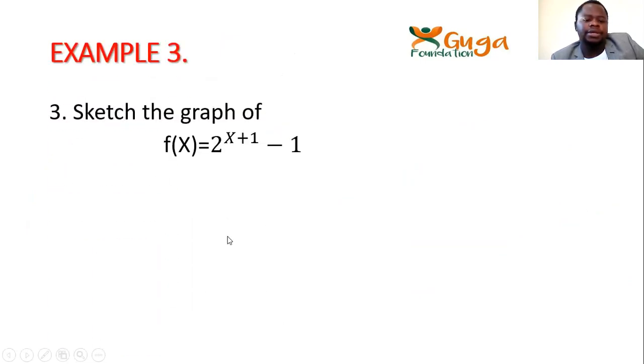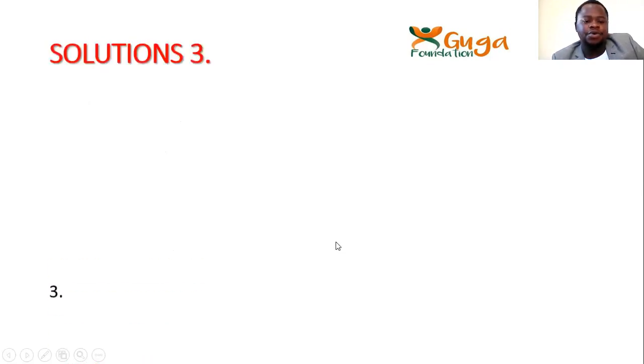Now, let's look at the example. It says sketch the graph of f(x) equals 2 to the power (x plus 1) minus 1. So here, by just looking, what is your horizontal asymptote? It's negative 1. Already you know that. So in other words, the parent graph, which is 2 to the power x, was shifted to the left by 1 unit.